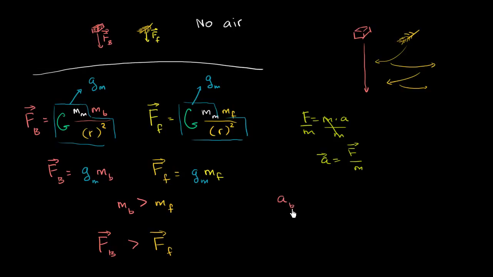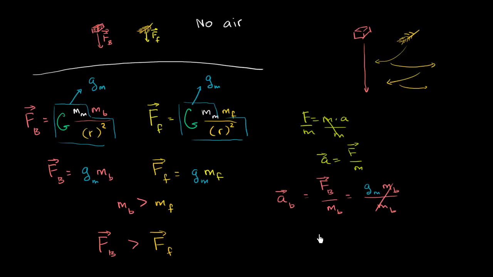The acceleration of the brick, a lowercase b I was writing, is going to be equal to the force applied to the brick divided by the mass of the brick. But the force applied to the brick, we already know, is this expression right over here. It is little g on the moon, the gravitational field on the moon, times the mass of the brick. And we're dividing that by the mass of the brick.